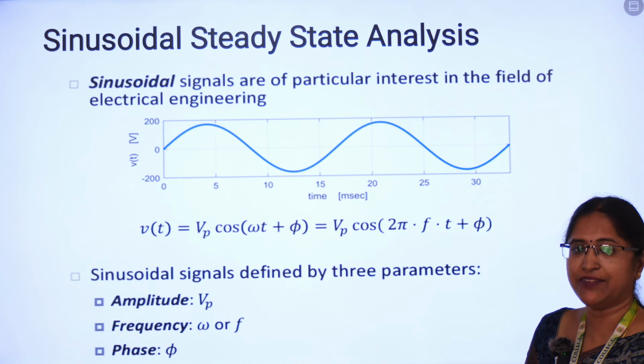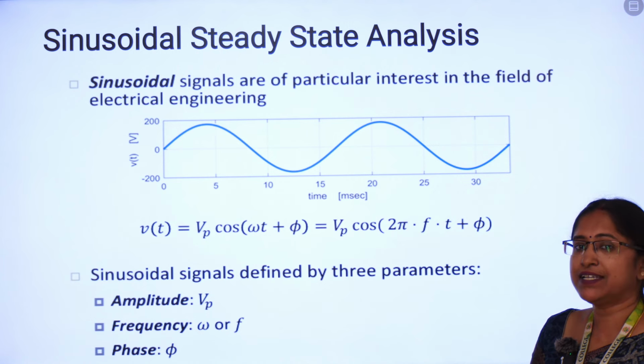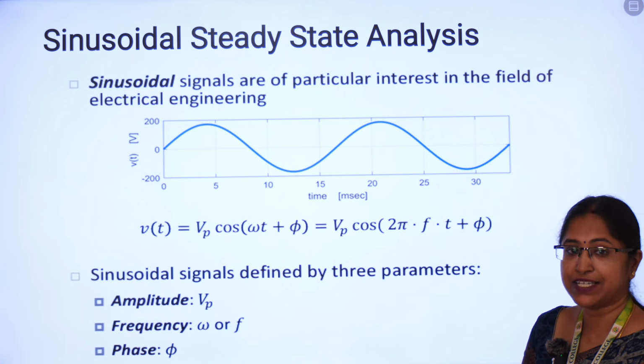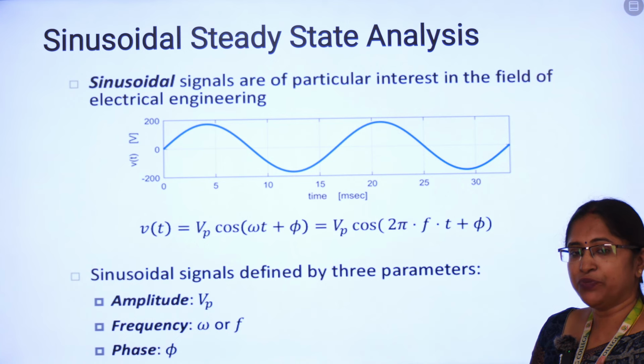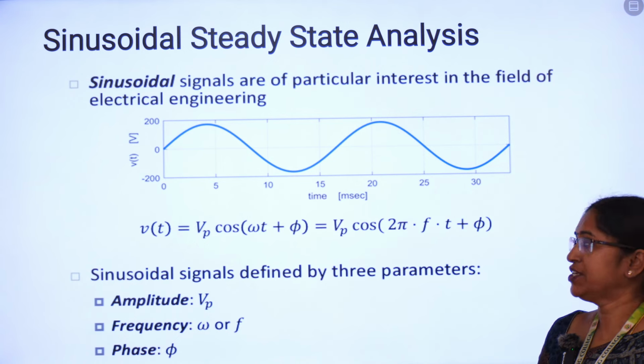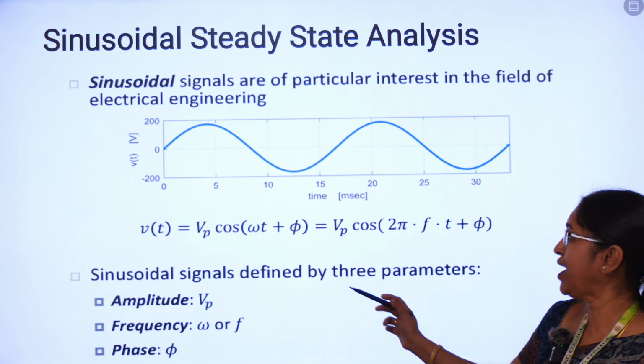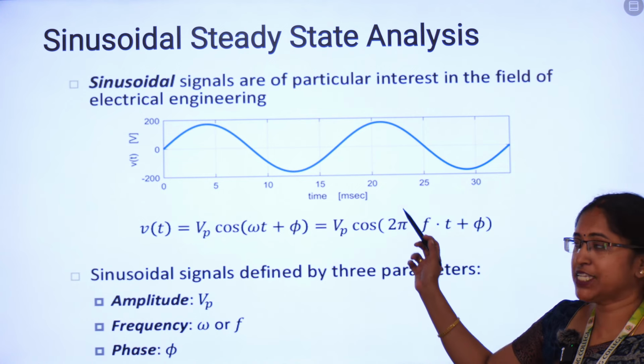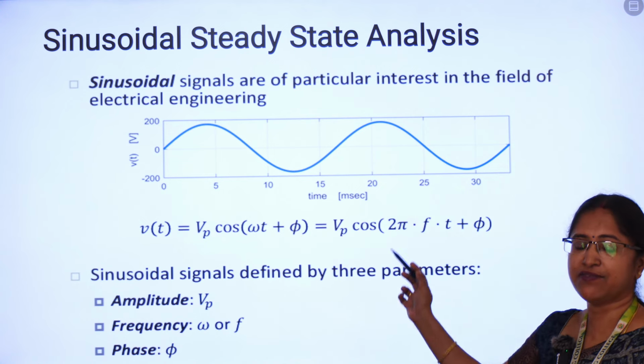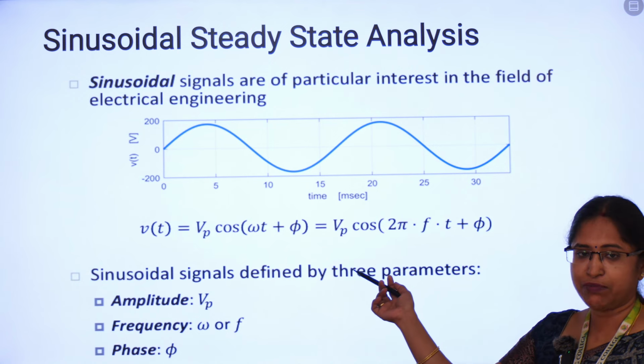So sinusoidal, from the name itself, we can say that it is for AC circuit. That is for AC supply. So sinusoidal, the waveform input, whatever we give, is in the alternating form. So you can see this waveform where you have an alternating waveform. It has got a positive half cycle and a negative half cycle. Both are equal in magnitudes.